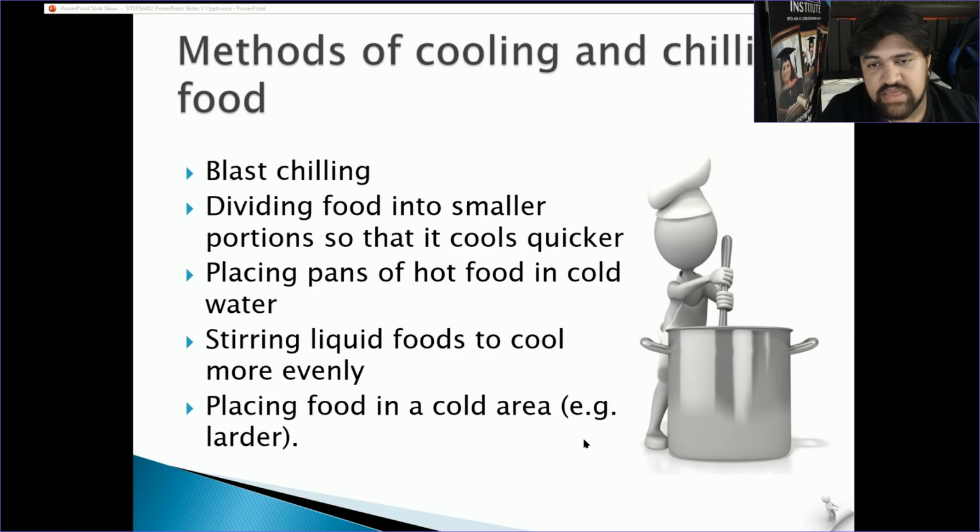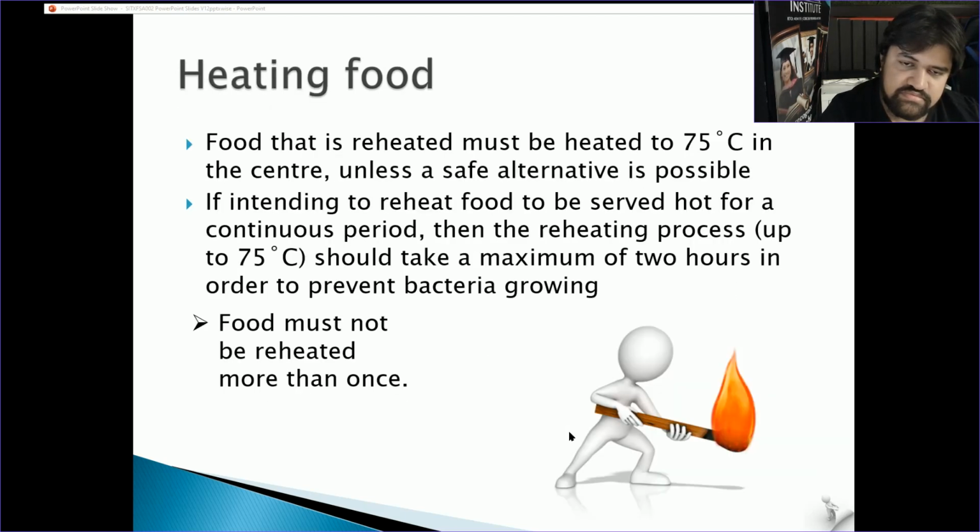Methods of cooling and chilling food. So you could have blast chilling, dividing food into smaller portions so that it could cool quicker, placing pans of the hot food in cold water, stirring liquid foods to cool more evenly, placing food in a cold storage area. Heating food. Food that is reheated must be heated to 75 degrees Celsius in the center unless a safe alternative is possible.